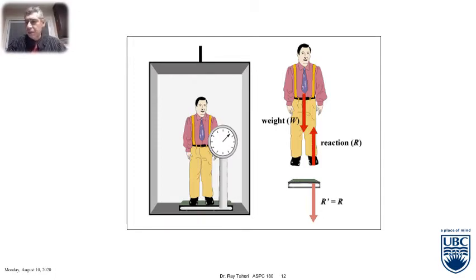Someone standing on a scale is exactly the same thing. The weight is counteracted, and what you actually measure on the scale is the reaction force, which is equal in magnitude and opposite in direction.